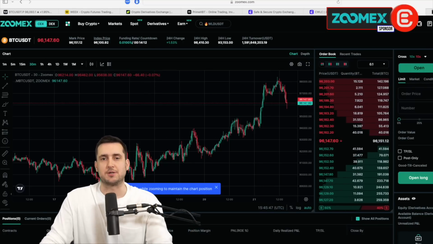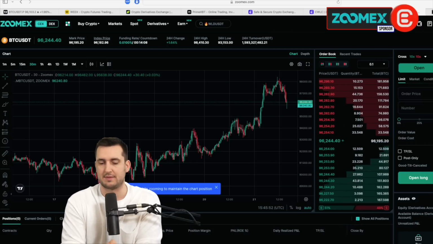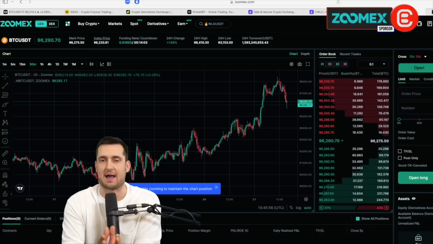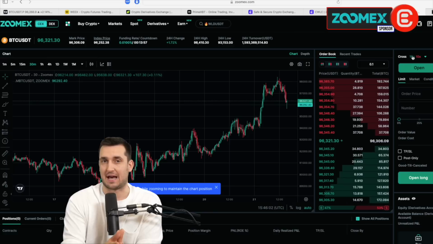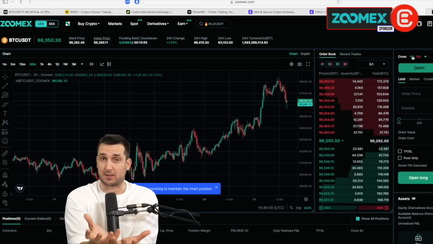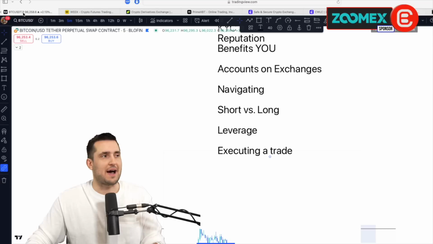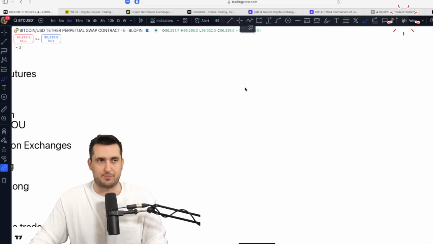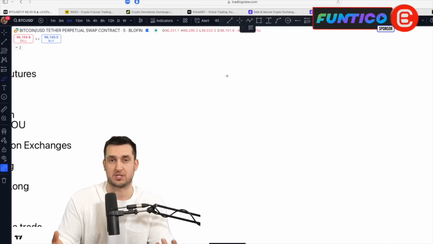So when you use leverage, it means that you borrow money from the exchange with a click of a button. That means, for example, I want to borrow 10 times the amount of money that I have. Let's say I have $1,000 and I want to go in with 10x leverage. If I go in with 10x leverage on $1,000, my purchasing power becomes 10x, so $10,000. If I use 20x leverage, I will have $20,000 purchasing power.